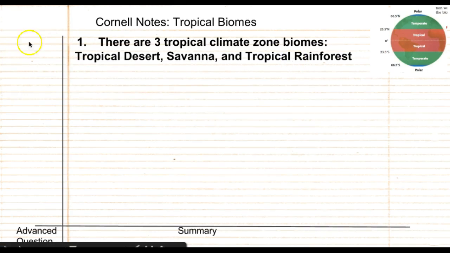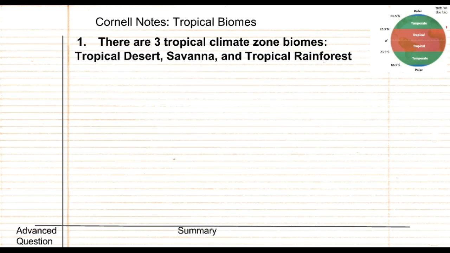For the first question, I'm not going to type it up, but you can just copy it here. You can write how many tropical climate zones are there, or you can also write, or what are the 3 tropical climate zones, biomes? Either one of those would be fine. Are you ready? If not, pause the video.